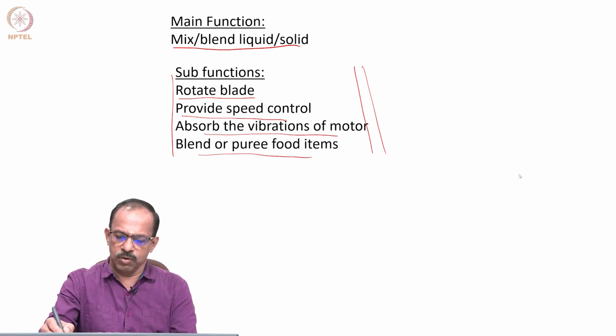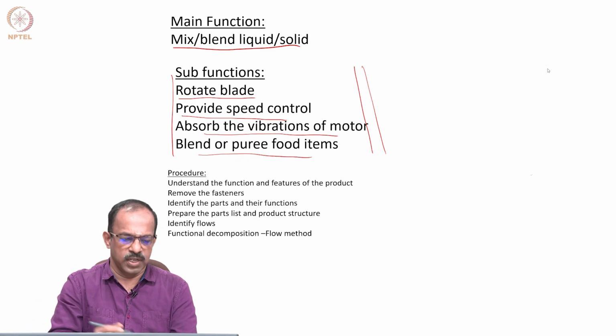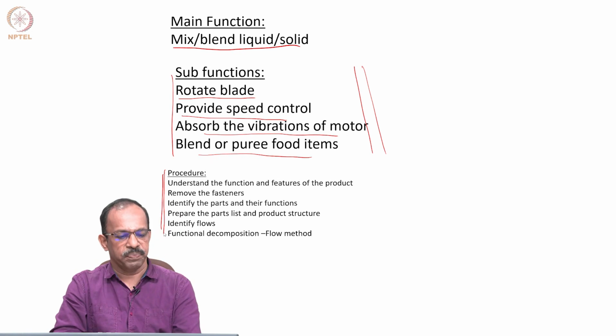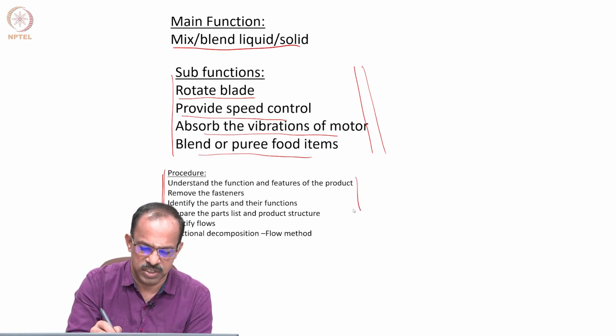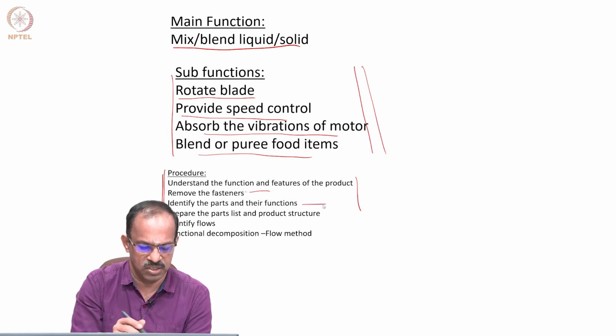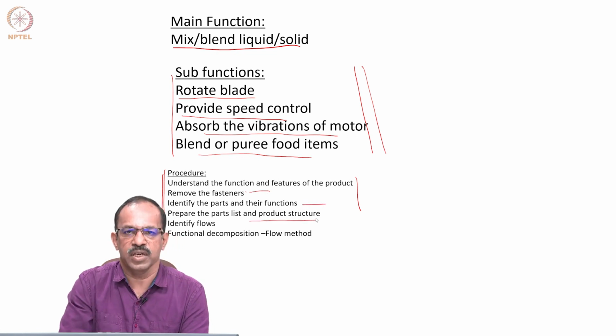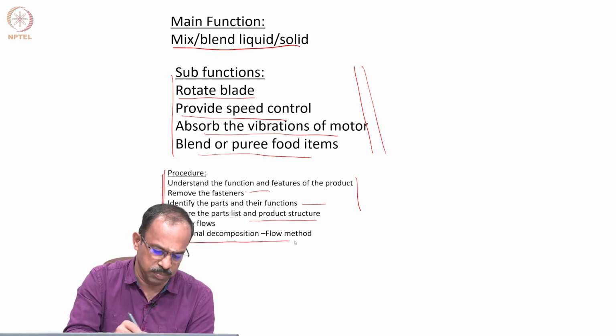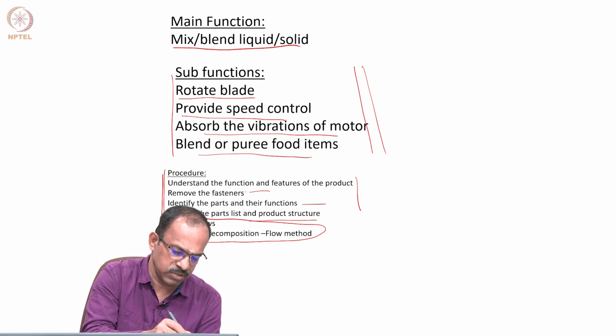And how will we do this? We will follow almost the same procedure as in all the previous cases, where we try to understand the functions and features of the product. Fasteners will be removed, we identify the parts and their functions, then prepare the parts list and product structure, and identify the flow. This is what will be different from the previous lab exercises.